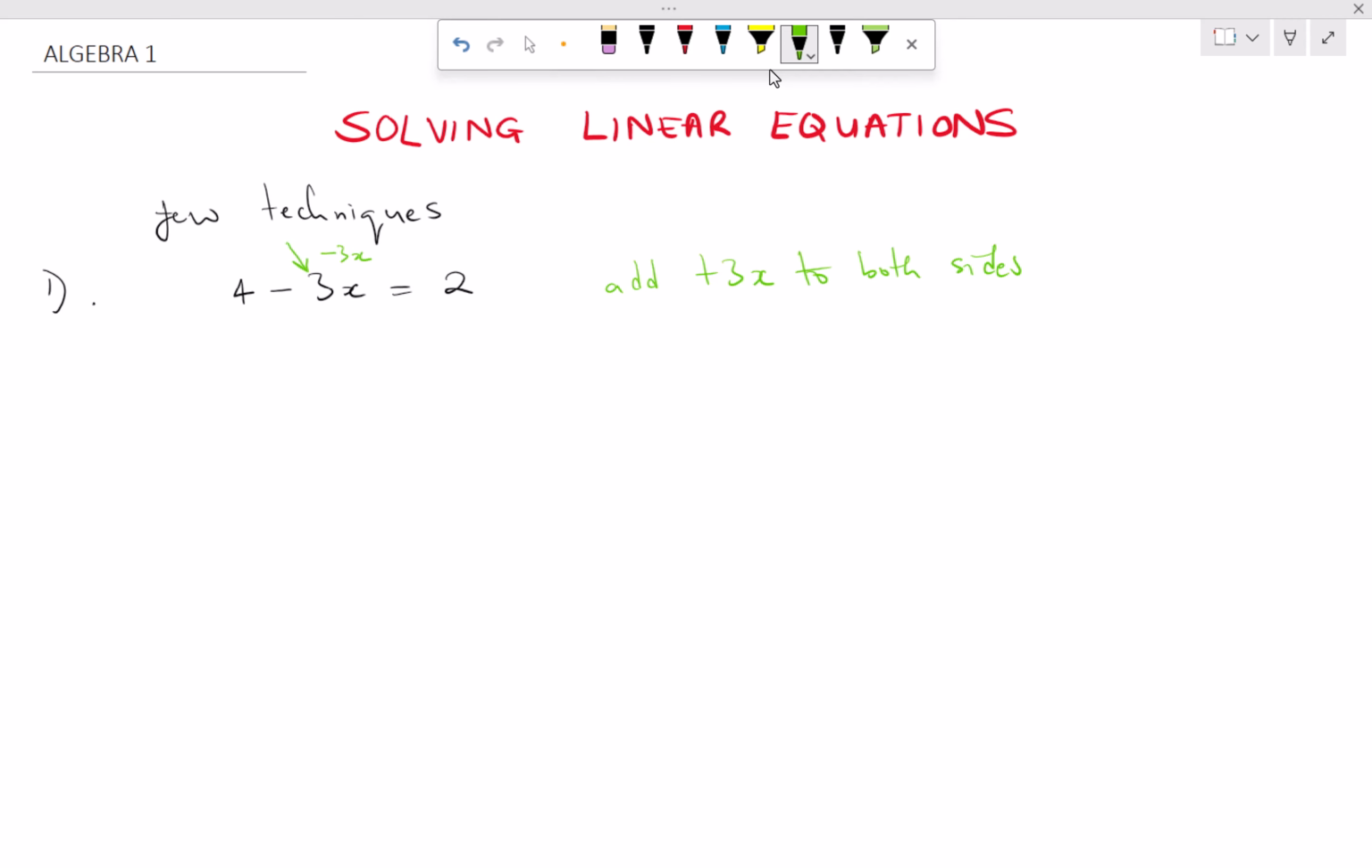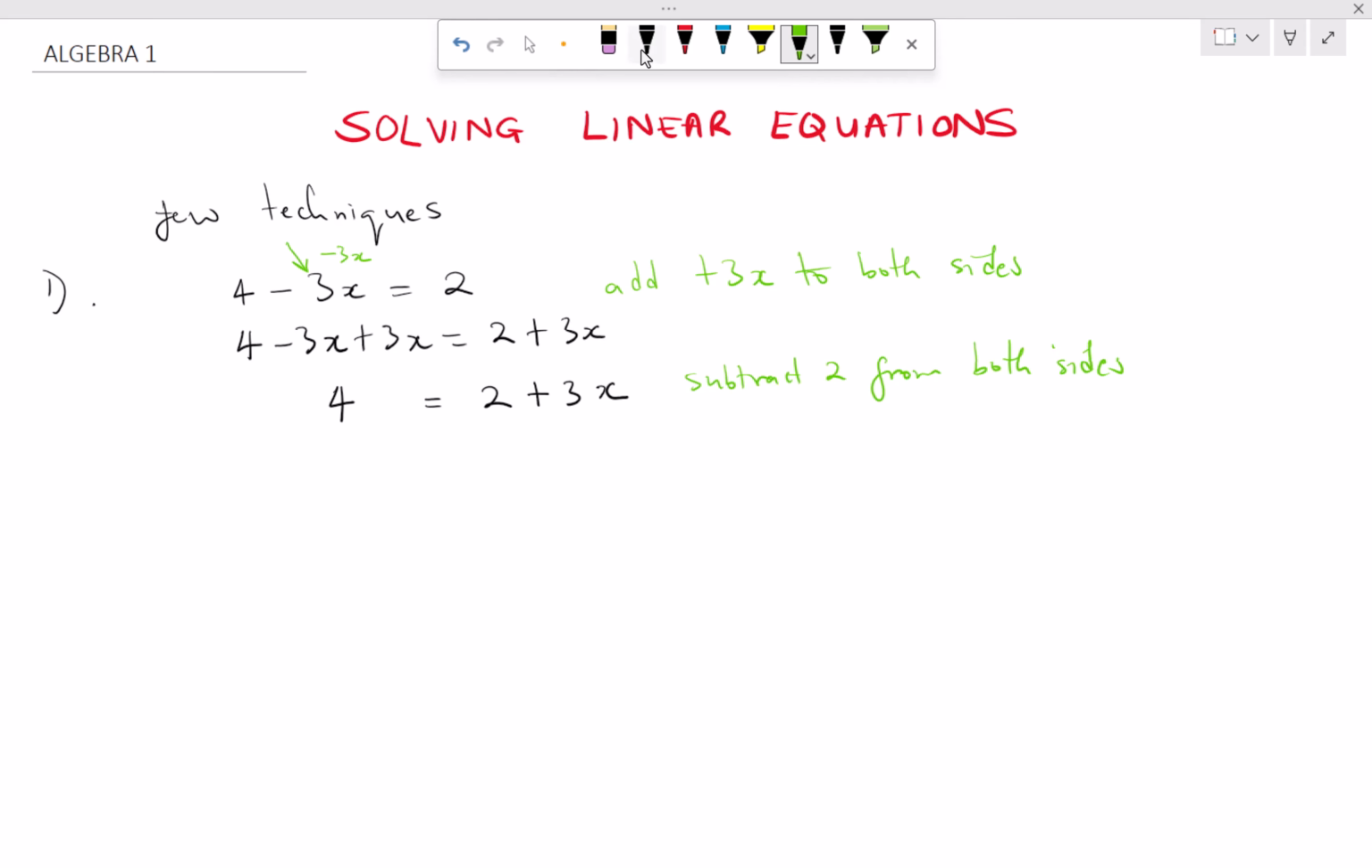When you do that, we end up with 4, and we have minus 3x. Remember, we're adding plus 3x, so plus 3x is equal to 2 plus 3x. We're adding 3x to both sides. Now that we have added 3x on both sides, we have 0 on the left side, so we only remain with 4 is equal to 2 plus 3x. For us to remain with 3x on this side, we are going to subtract 2 from both sides.